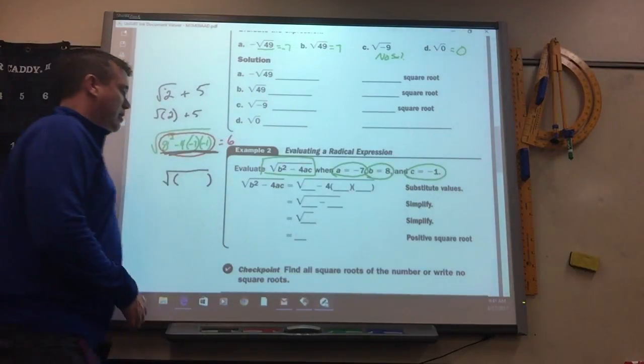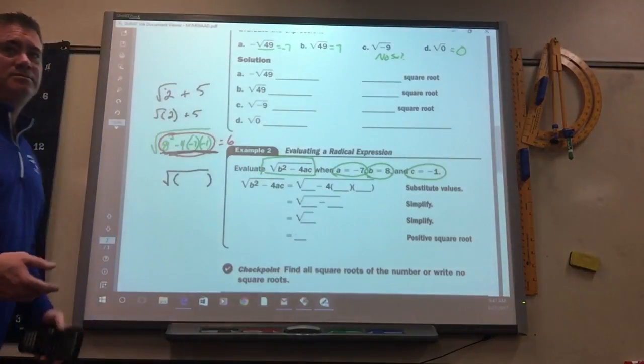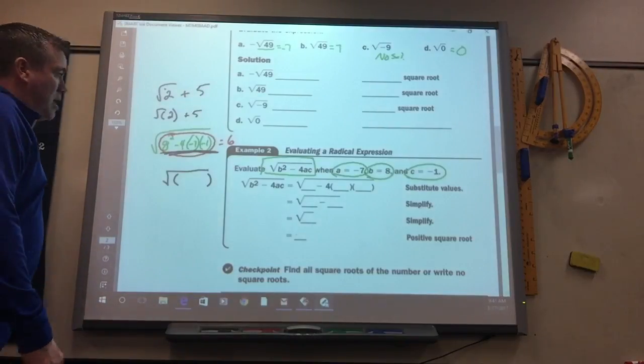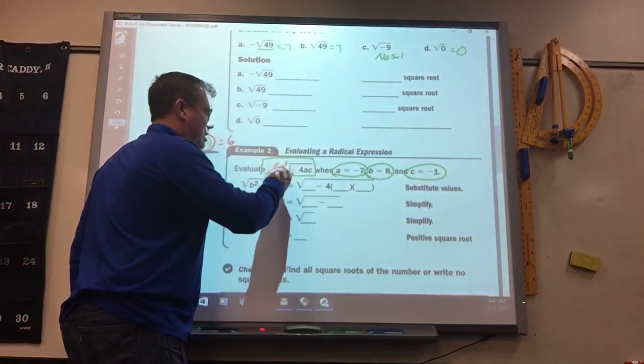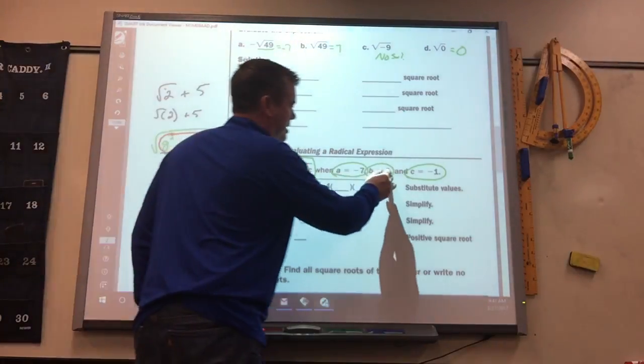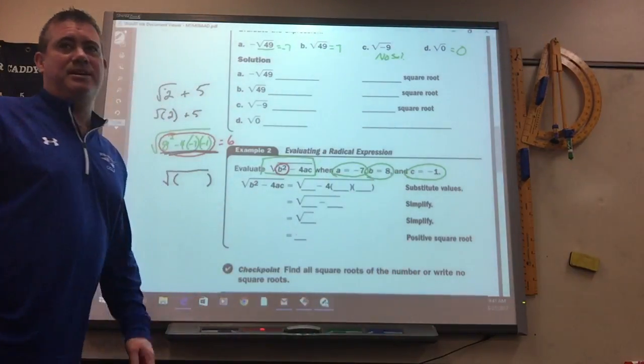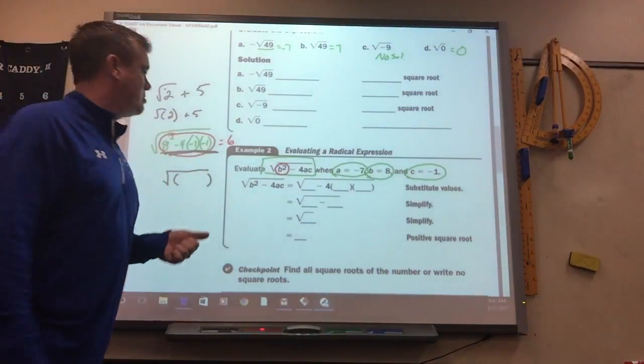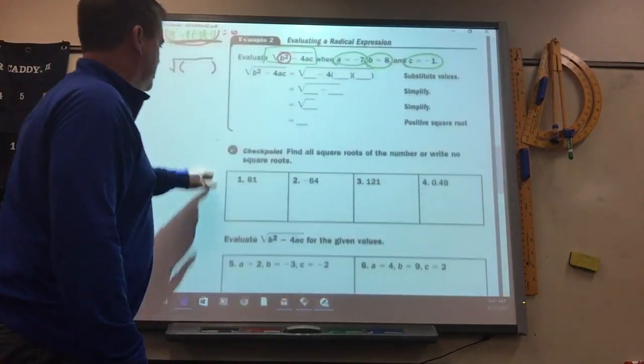Now, simple to do with a calculator. The one thing you've got to watch for is right here. If b is ever a negative number, it's very easy, depending on what calculator you have, to get a wrong answer. Let's see if they give us an example.